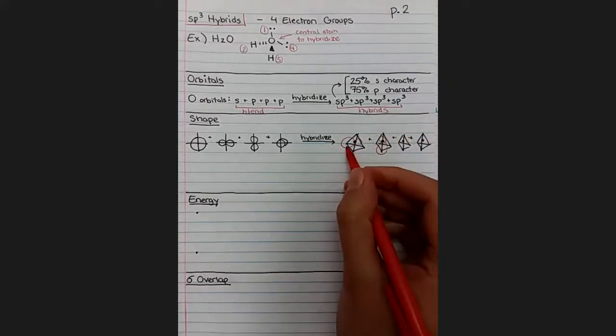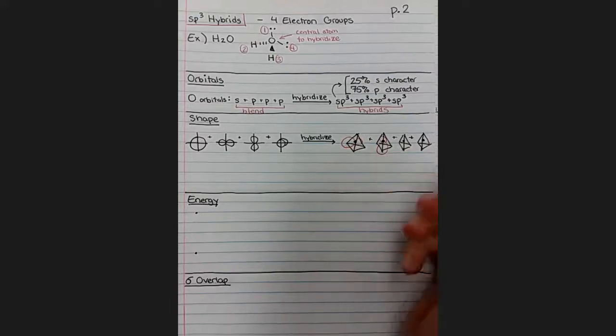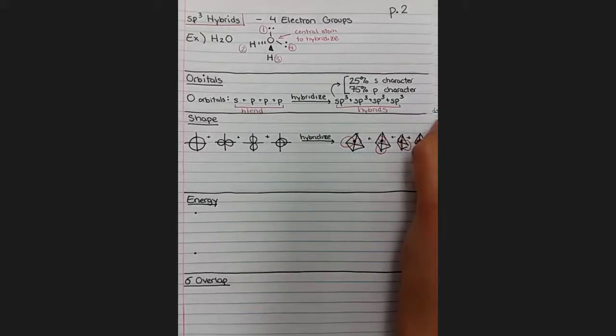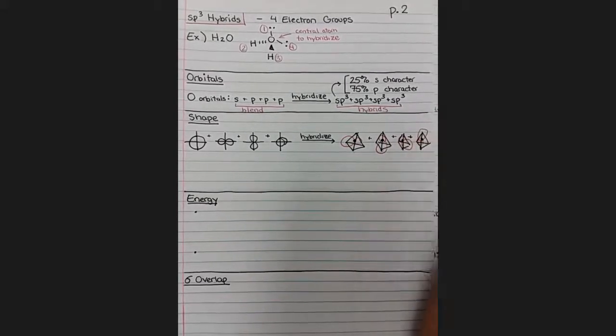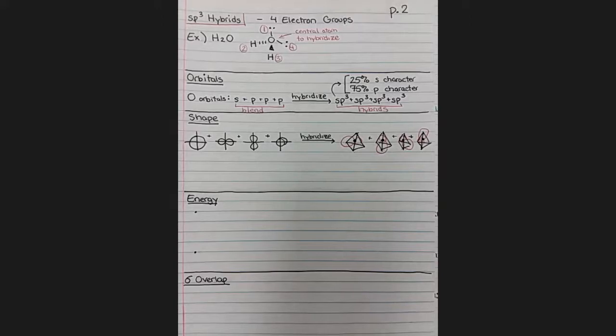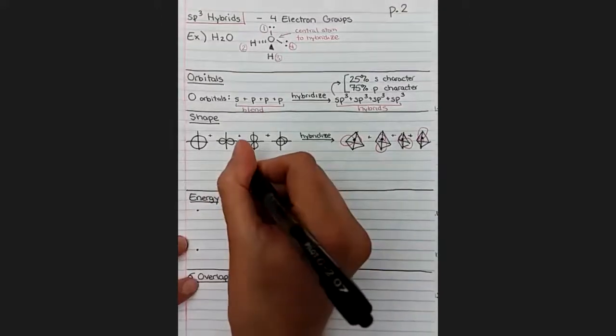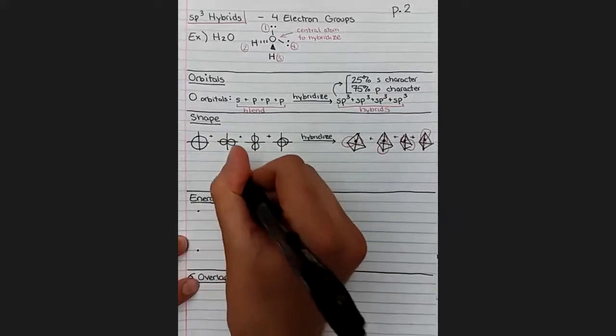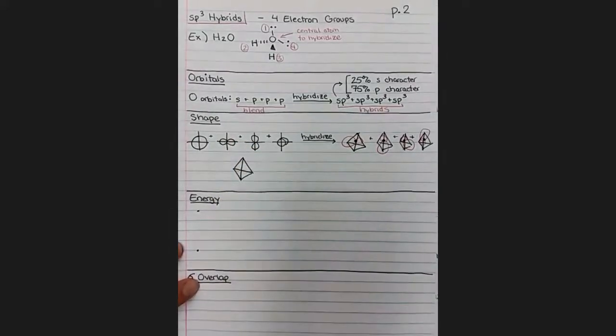So we have a lobe pointing towards the bottom left corner. We have another one pointing towards the front corner. We have one pointing towards the front right corner, and one pointing towards the top corner. Let's zoom in on that because it can be a little bit difficult to see in that small picture.